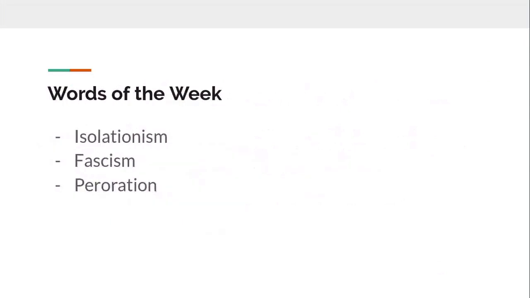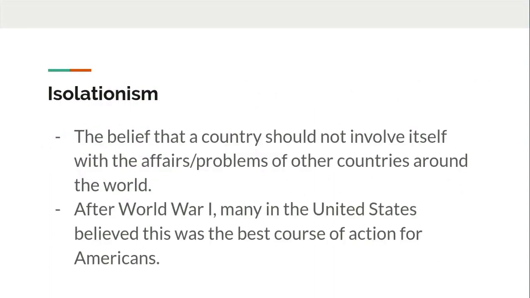So the words of the week, and feel free to write these down if you need to, are isolationism, fascism, and peroration. That last word is a really cool one. So isolationism, the definition is the first bullet. The belief that a country should not involve itself with the affairs or problems of other countries around the world. After World War I, many people in the United States were terrified of getting involved in another global conflict that was as costly as World War I. So a lot of Americans practiced isolationism, which is, again, the belief that we as Americans specifically shouldn't deal with other countries and should focus on ourselves.